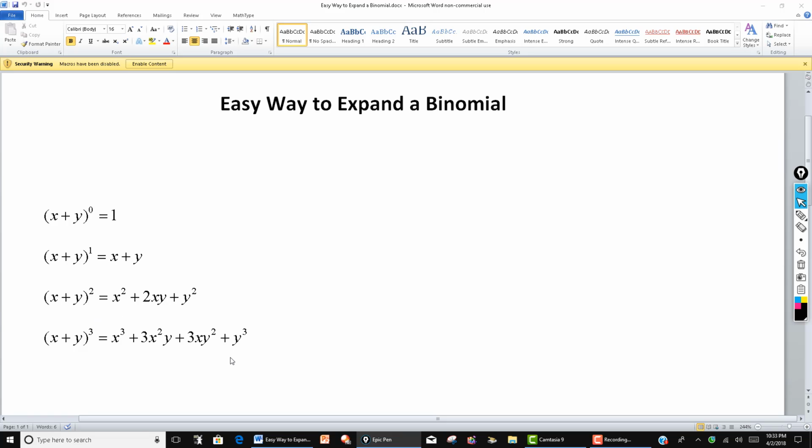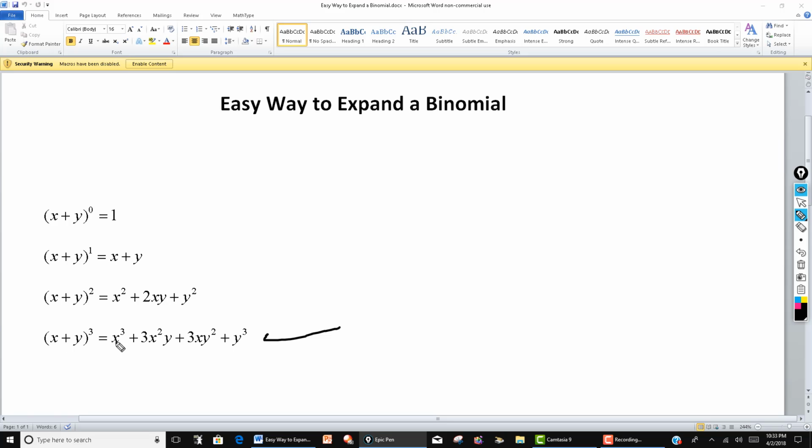Also notice, let's look at this one as our base example, okay? Notice that the first term of the expansion, the expansion is over here, is always the first term here taken to that power. So x to the third, taken to the third power is x to the third. And then the last term over here is the second term taken to that power. Y to the third is y to the third. Okay. So you can always get the first and the last term of the expansion by inspection, just by looking.